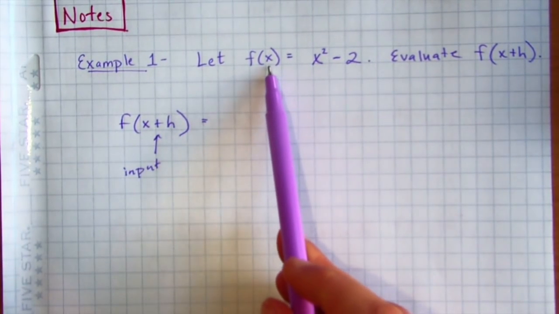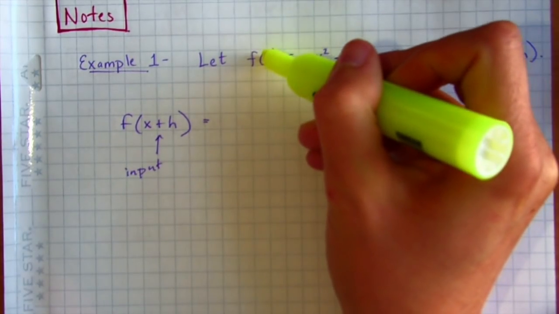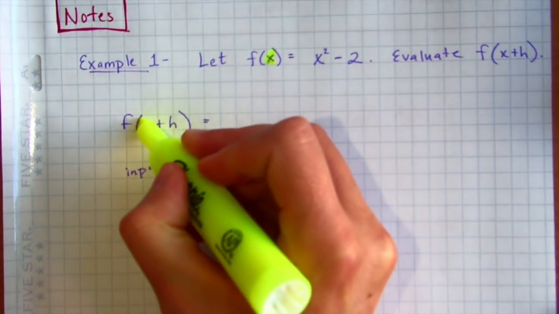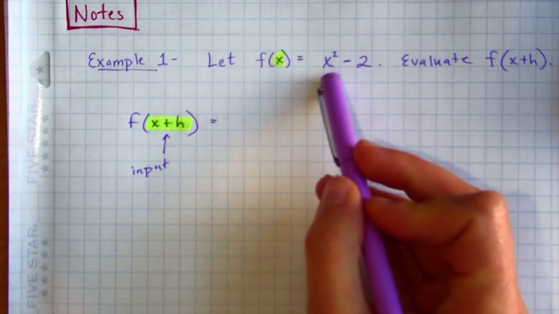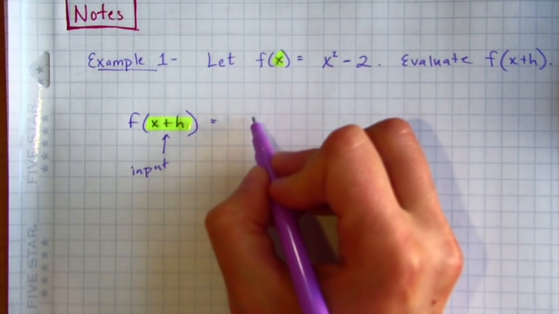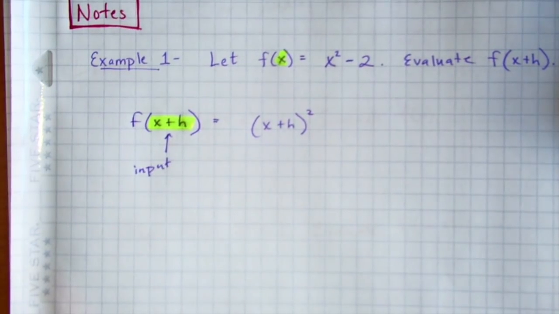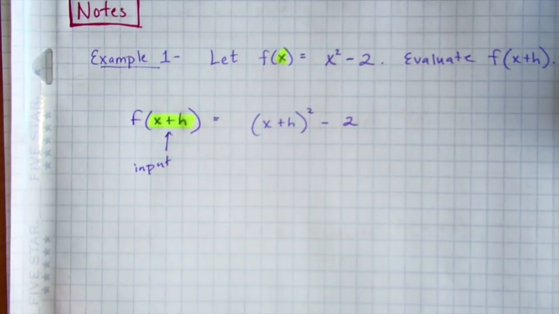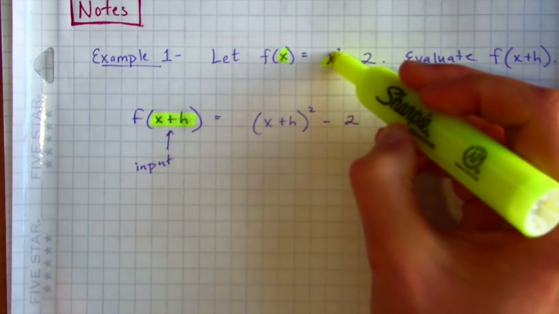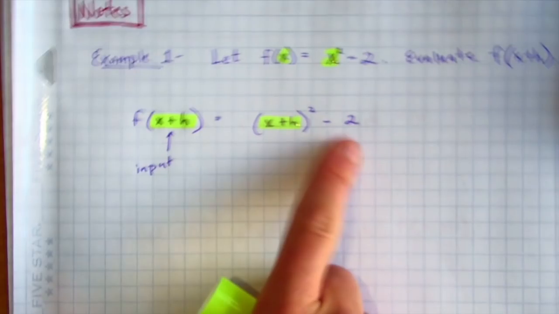So every time I see an x, I'm going to replace that x with x plus h. So here my first x is an x squared. That's going to become x plus h squared, and then minus 2. So we're going to go a little bit further today, as you saw during the launch, and we're going to start to expand out these types of expressions.